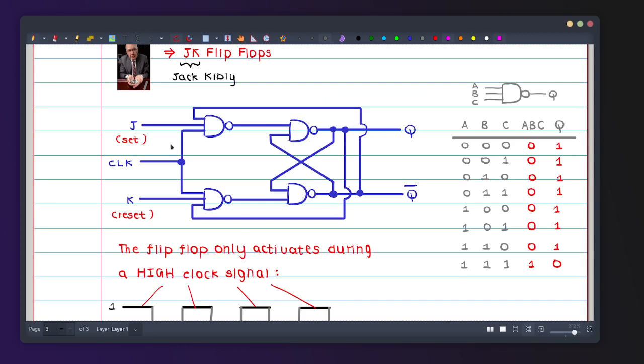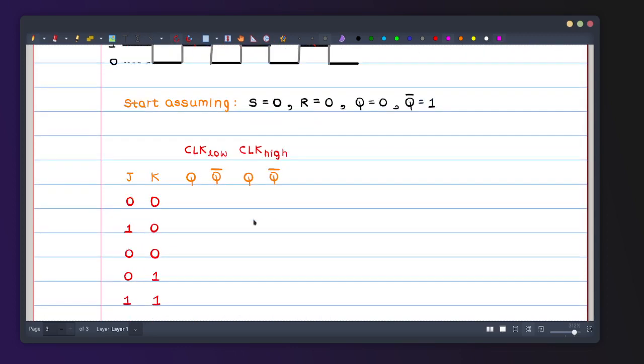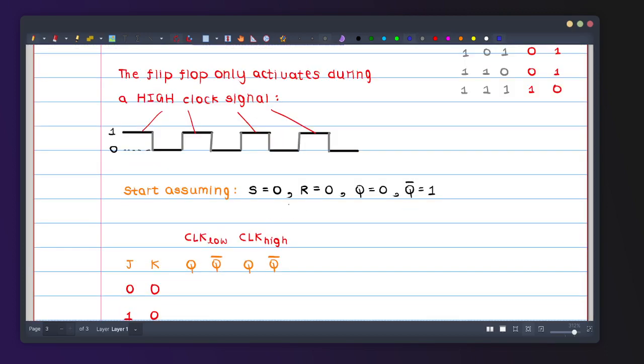All right, so just like all the other logic circuits, we will be starting the logic circuit assuming a bunch of starting values or a starting configuration. The starting configuration will be as follows. We assume that S is 0, R is 0, Q is 0 and Q complement is 1. Now you might be wondering, okay, there is no S and R here. Why have I written S and R here?